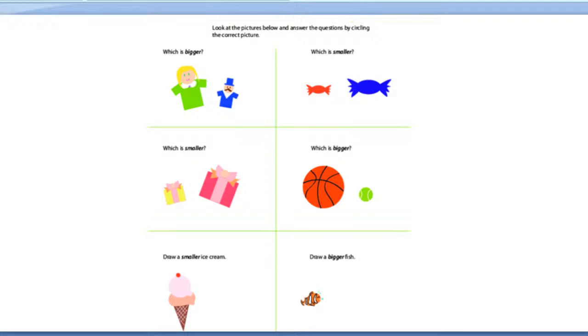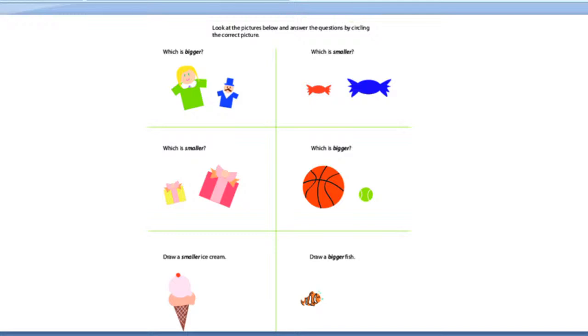Good. Now let's come to the next picture. There are two gift boxes. One is of yellow color and another one is of pink color. So can you tell me which one is the smaller one? Great. Ayushman has answered. Very good.